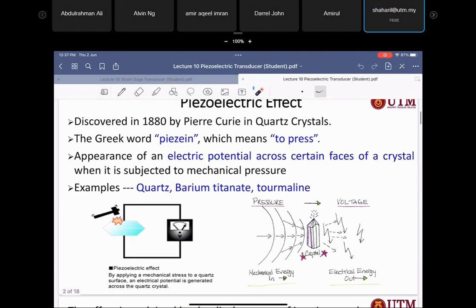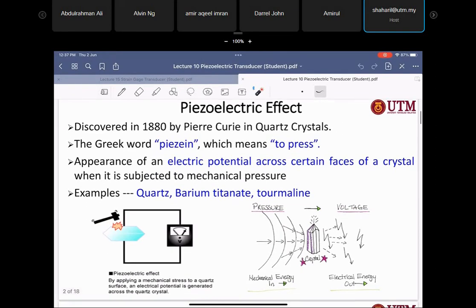This material was discovered in 1880, I think, by Pierre Curie, in quartz crystal. So piezo, in the Greek word, piezein, means to press. So what you do is, when you give some force here, it will generate electric force.